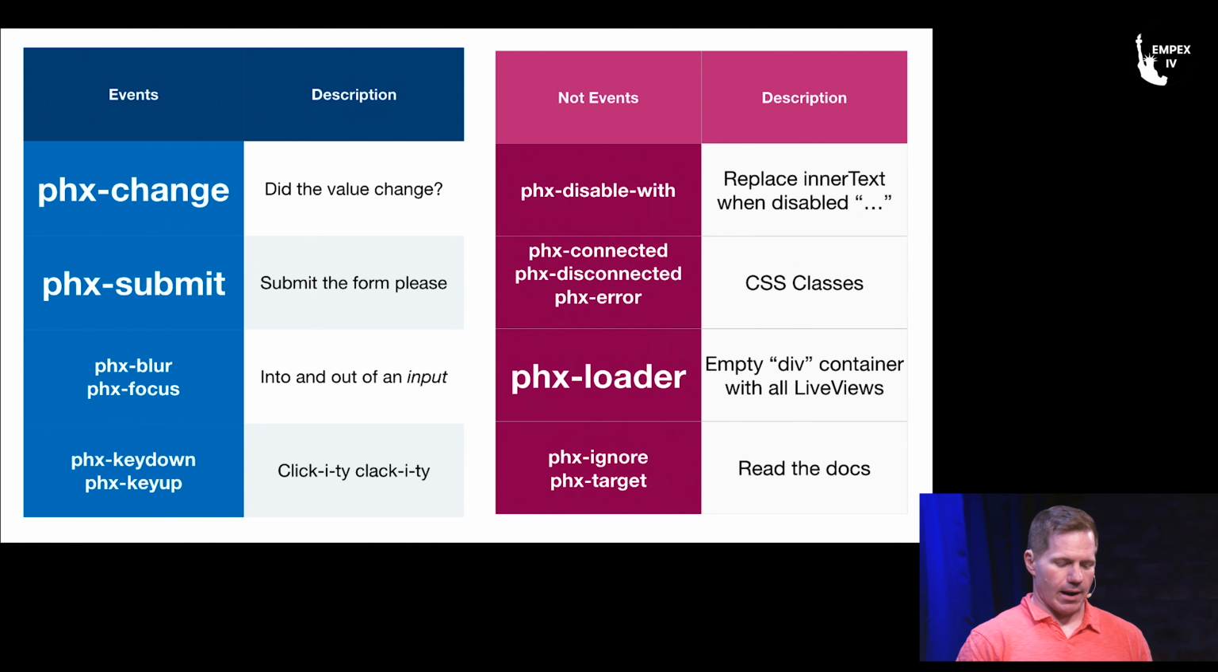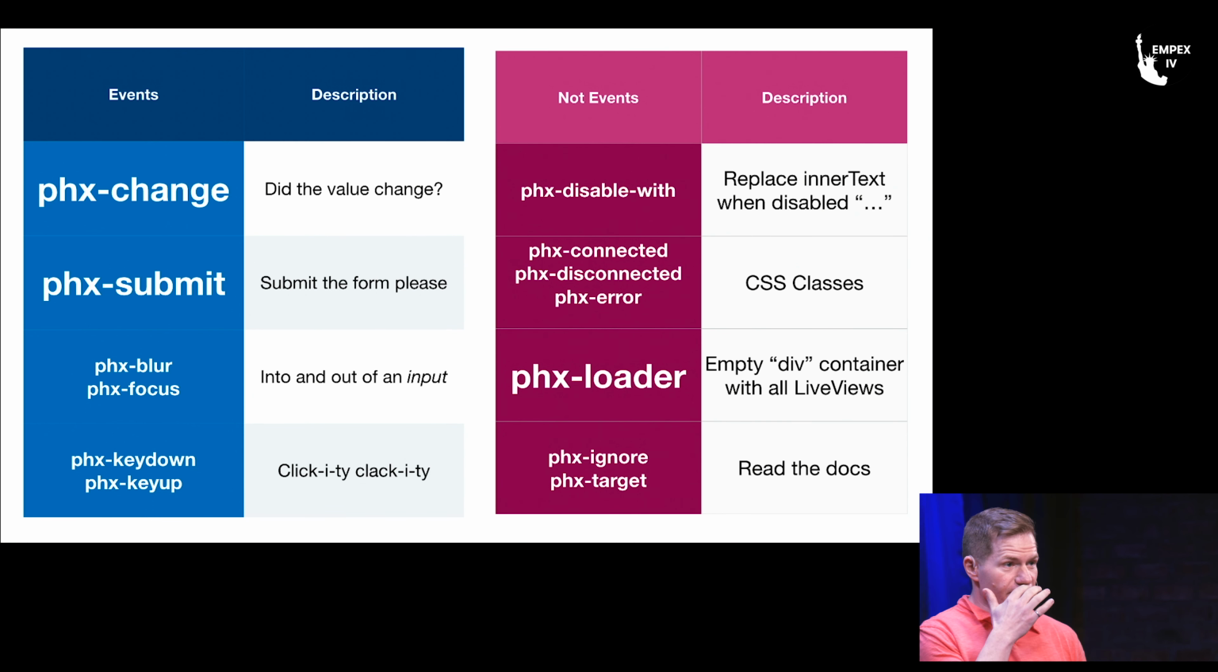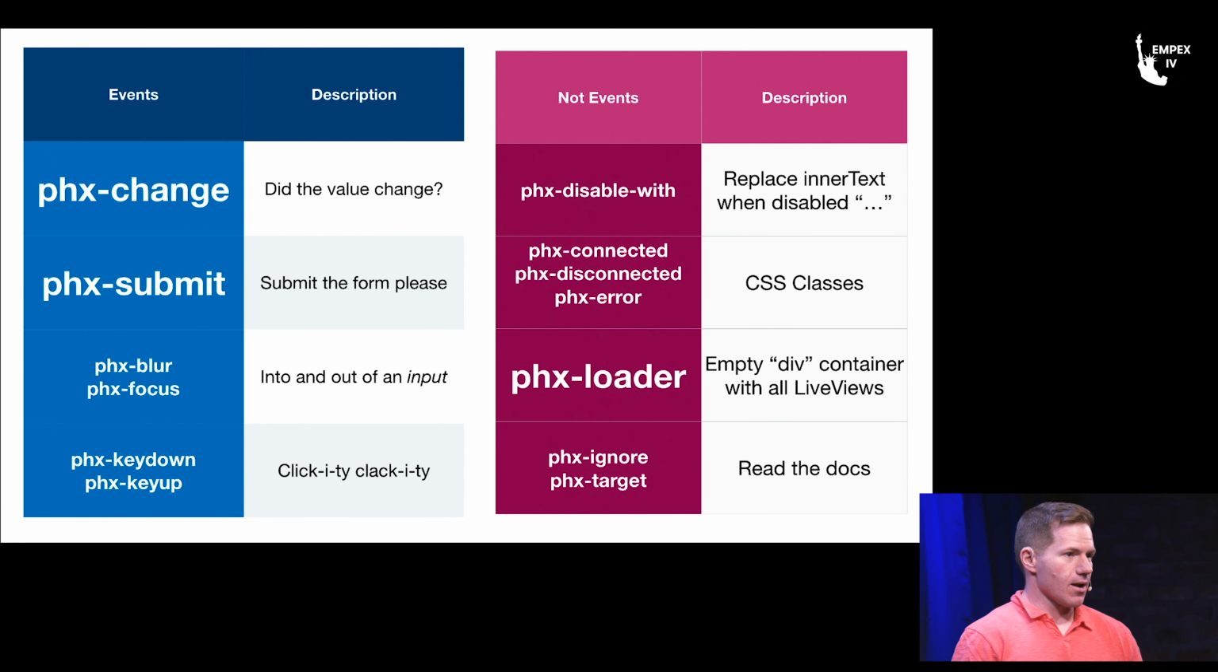Your password strength. You can also go even more low level with key up and key down. There are also some Phoenix non-event things that are available. So again, UX on the cheap, you can just have a disable with. This will just put text in there saying, I am saving. You have a few classes that are available that you can provide for when it's connected, when it's disconnected. And the Phoenix loader, that happens when you submit a form. In that case, that's where you can have full control over the view. And then if you want to know about Phoenix Ignore and Target, you can read the docs.